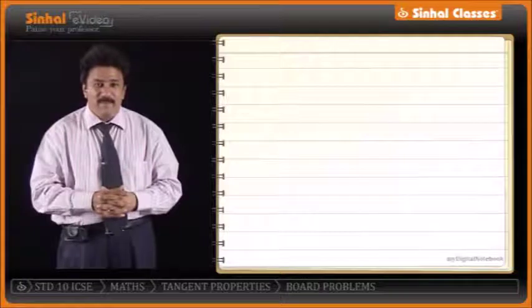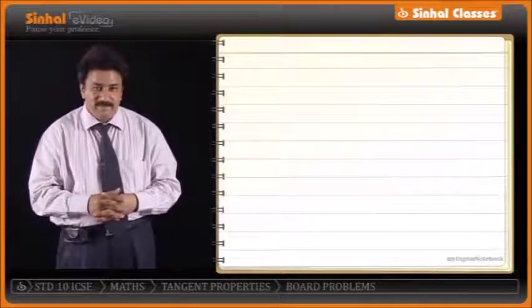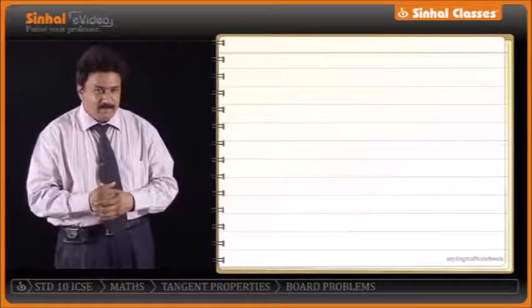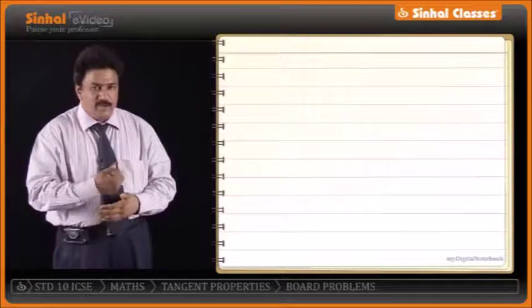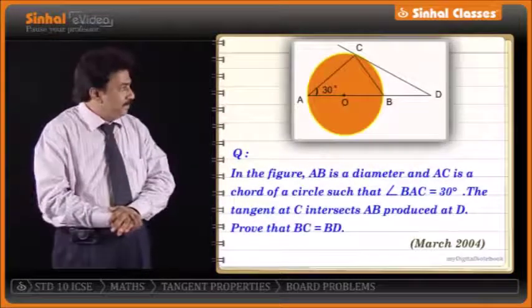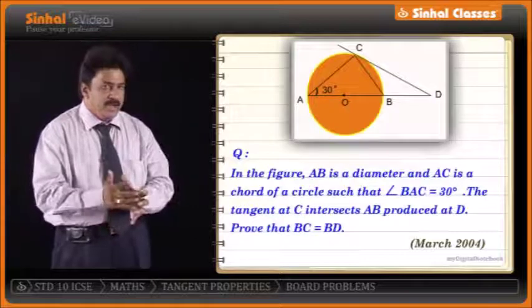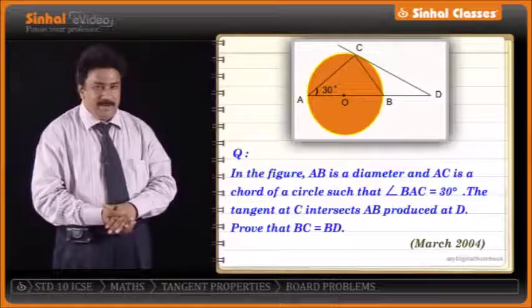Let's now see some typical sums which come in board examinations on tangent properties. I'm picking up the first sum, which came in the year 2004. The sum is now in front of you. We'll read the sum first. See what is given in the sum. In the figure, the figure is given to you, so you don't have to think much about drawing it. AB is the diameter.